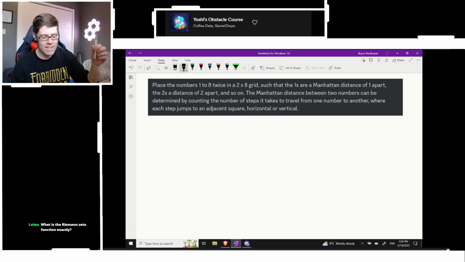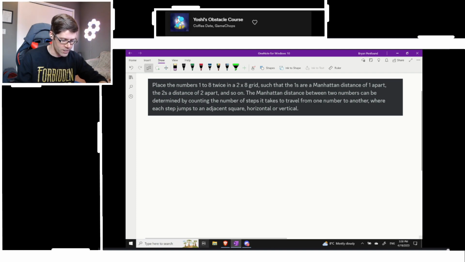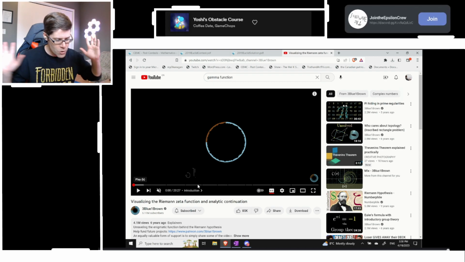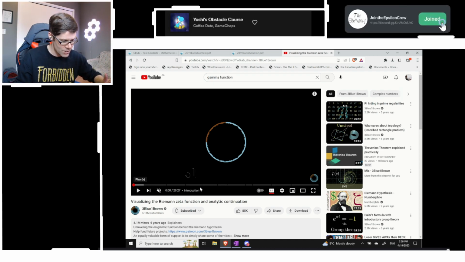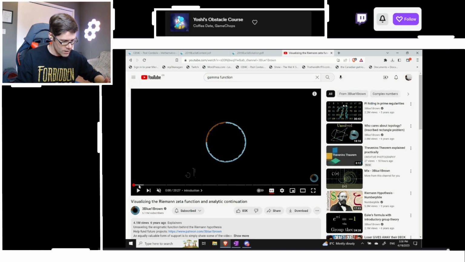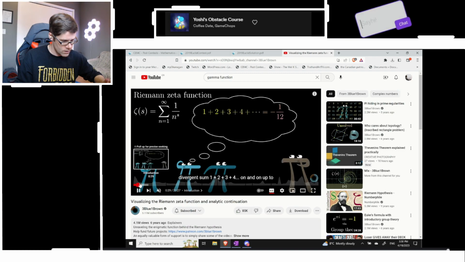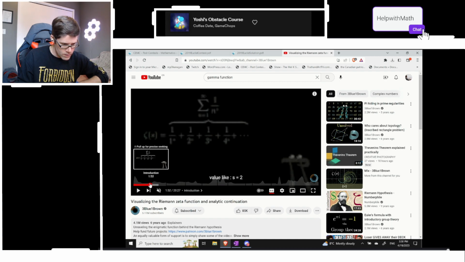What is the Riemann zeta function exactly? That's a great question. All I know is that it's a continuation map of something that exists already. See if I can find a picture.